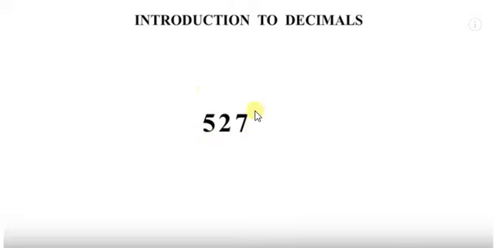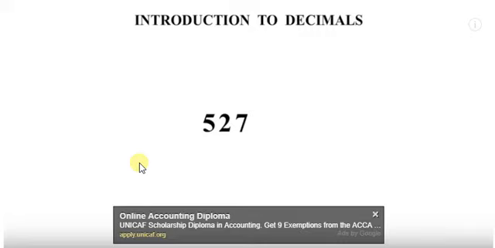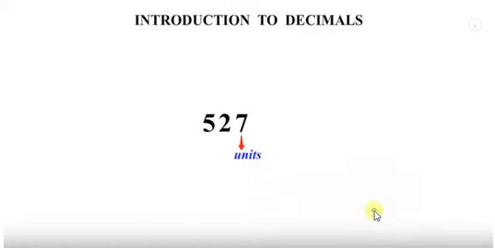Now let us go through the video and investigate what makes decimals and how you can differentiate decimals from whole numbers. So from this whole number, you can see there are 3 digits. This is the units place, tens place, hundreds place.